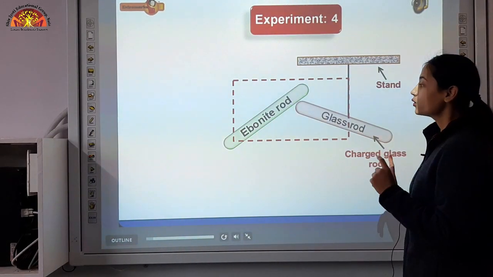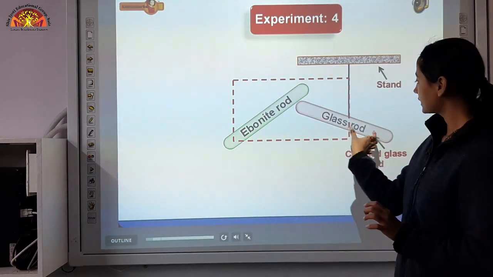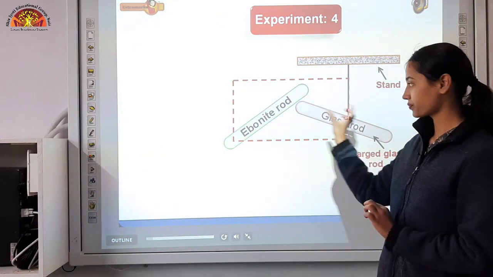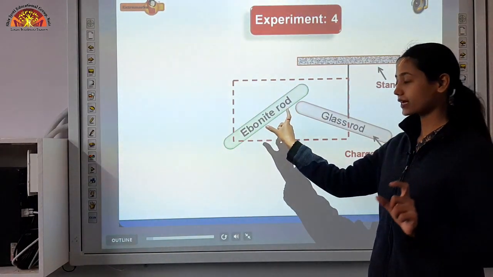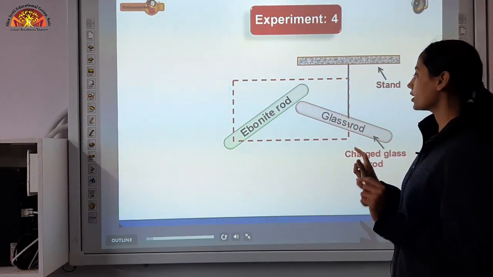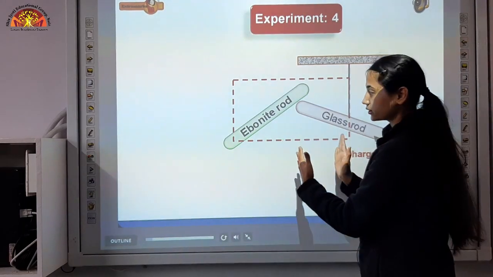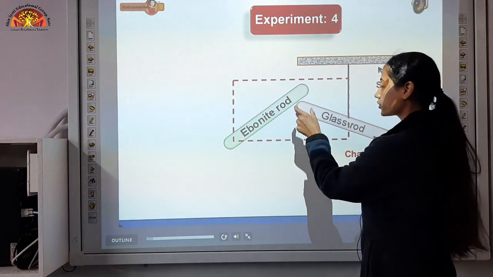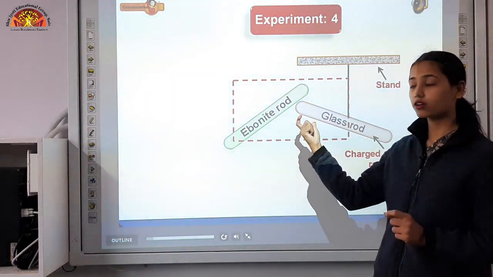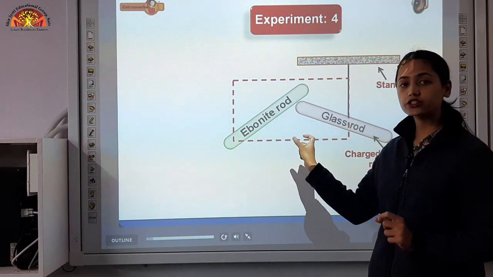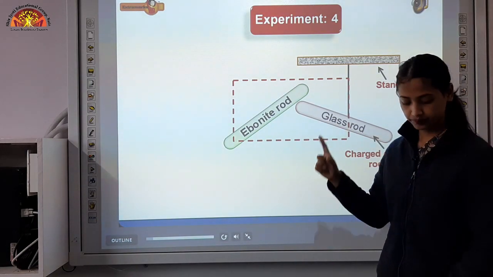Now in the third, what is happening? This glass rod is a charged body, and this ebonite rod we have taken from activity 1. This is again a charged body. Now when we bring these rods near each other, they will attract. You can see there is a point of contact between these two rods. So this is attraction between these two rods.